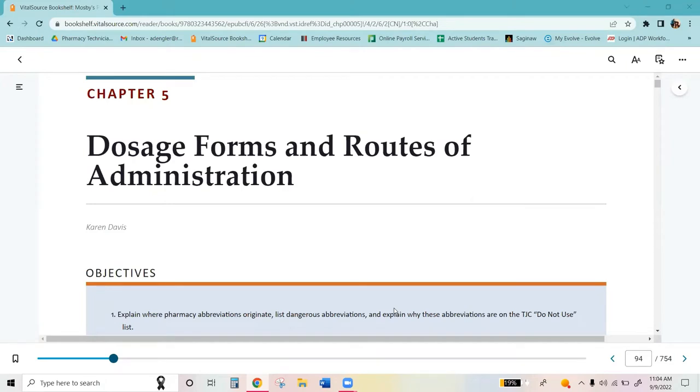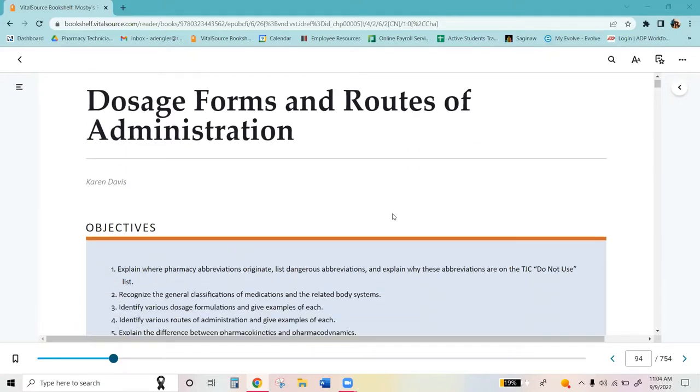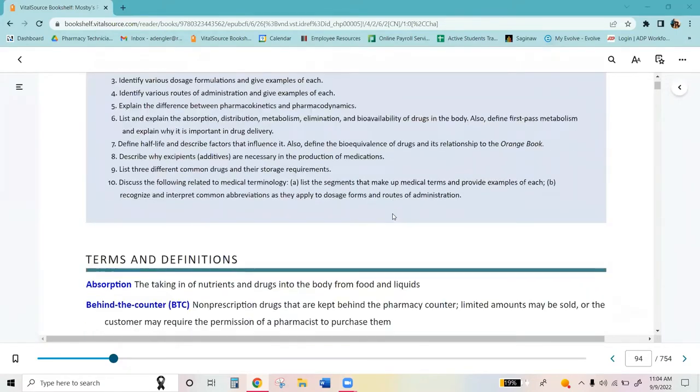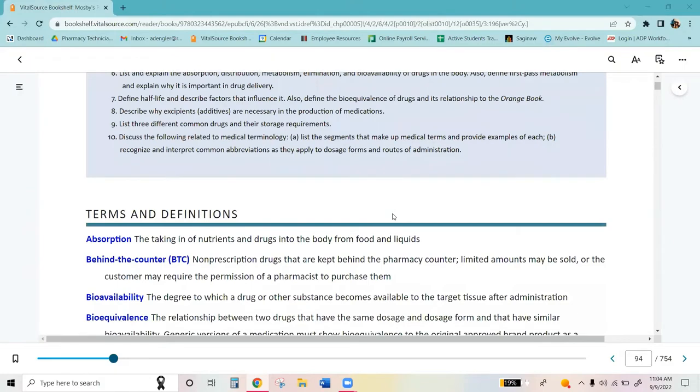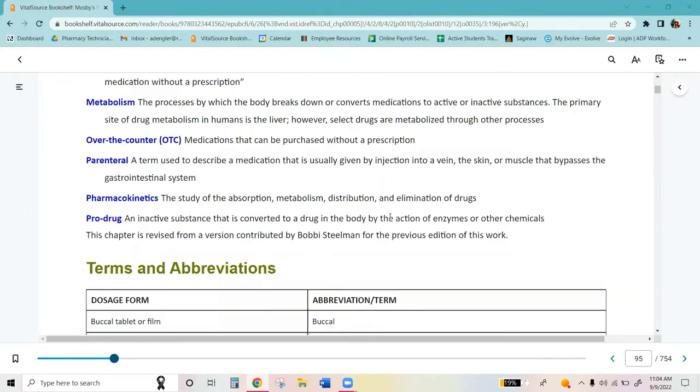Chapter 5, Dosage Forms and Routes of Administration. We will talk about the terms and definitions as we progress through the chapter.